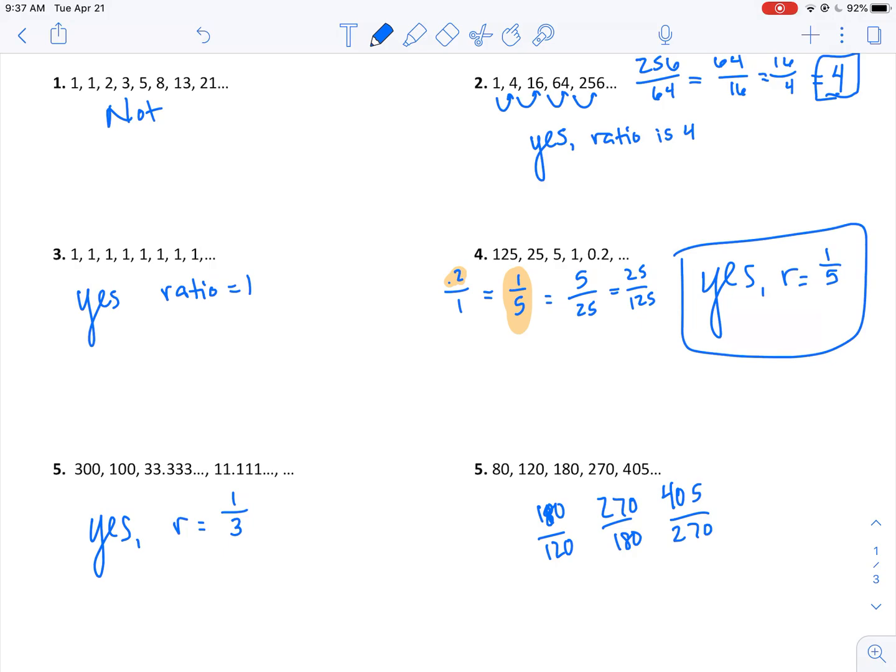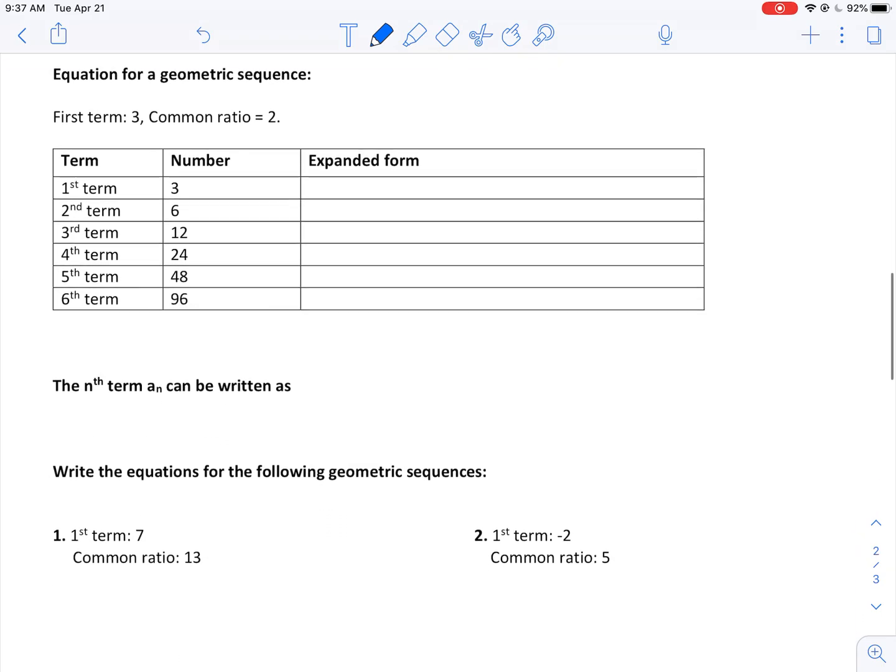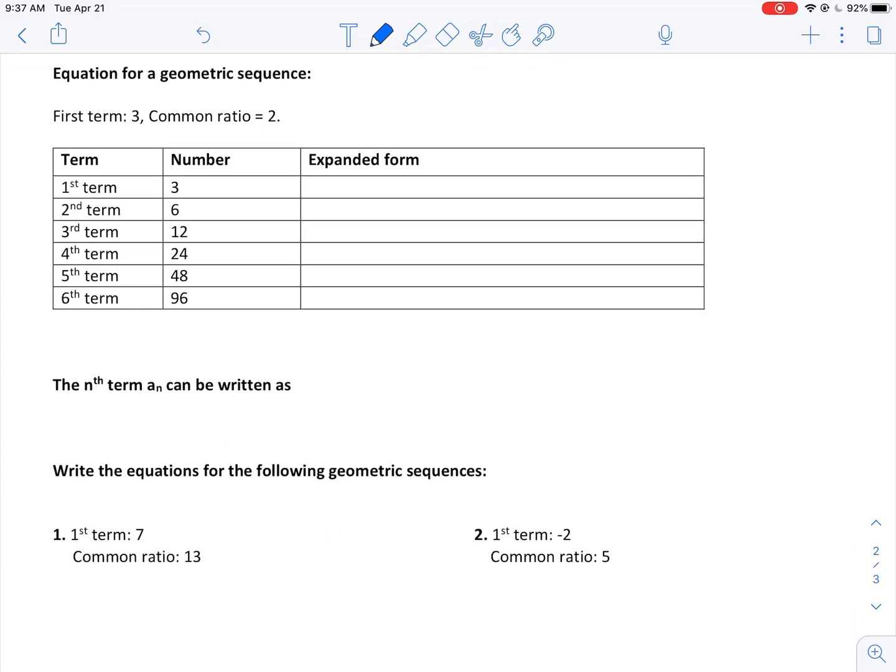And then try the same thing here with number 5. You can try that dividing ratio and just see if you get the same thing every time. Just divide the number by the number before it and see if you get the same number. And of course you do, and the ratio is 1.5.